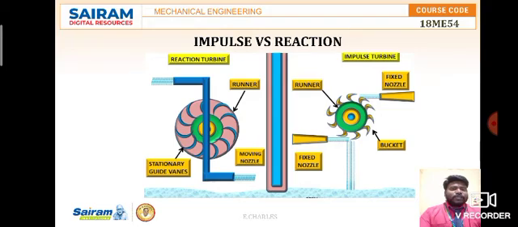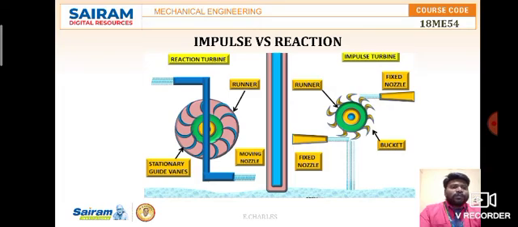Now in this diagram, you can see clearly the impulse and the reaction turbines. On the right hand side you can see the impulse turbine. First we will see the impulse turbine, how does it work. In the impulse turbine there will be an impeller, and at the center there will be a shaft, and at the outer part of this impeller a series of blades or buckets are fixed.